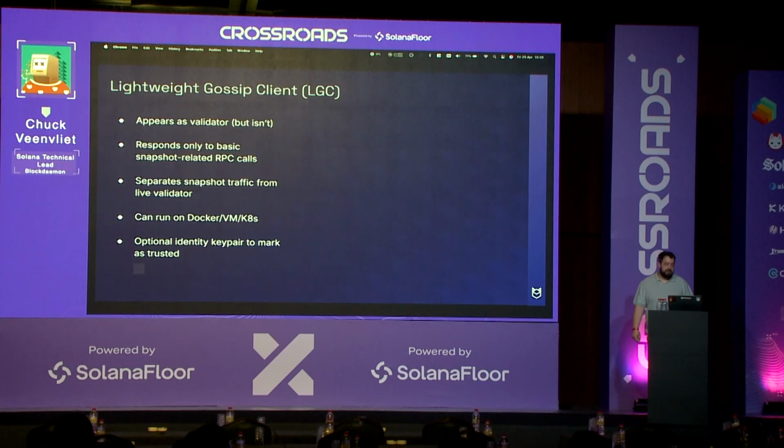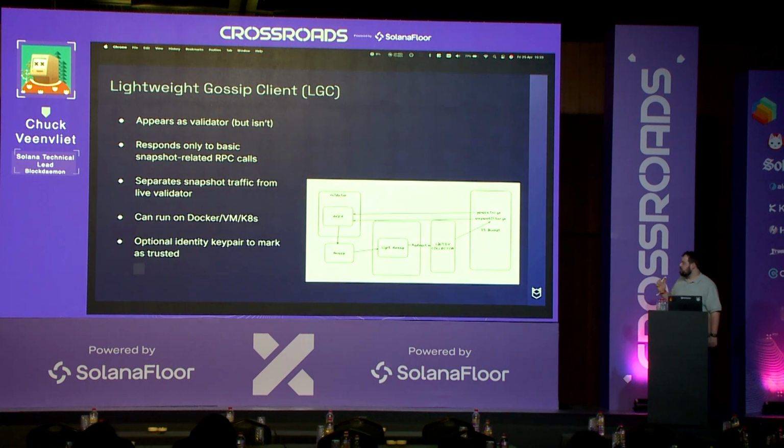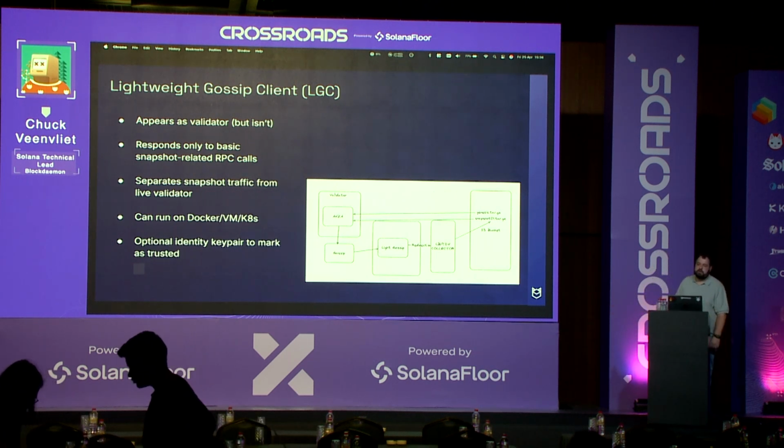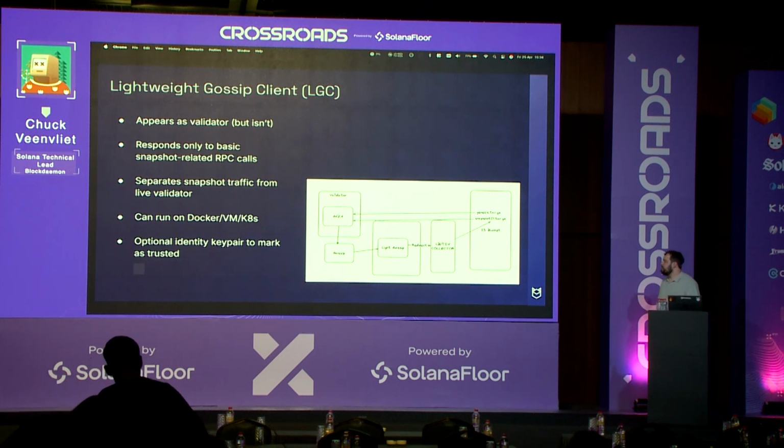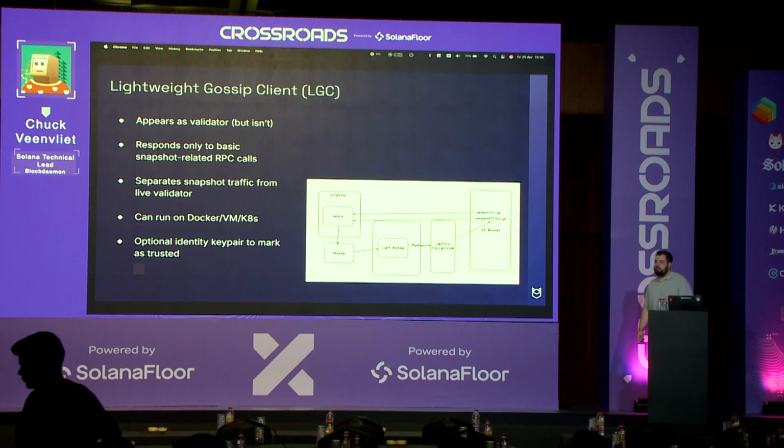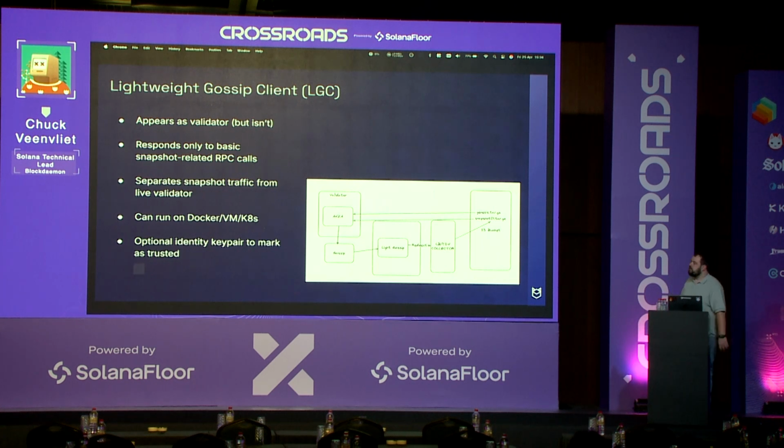Then comes the interesting part, in my opinion, the lightweight gossip client. It is based on the Anza code, so it's written in Rust. It responds to calls that are necessary for the validator to download the snapshot, so to get a slot, and there are a couple of other requests it handles. It automatically acts as a validator client, but is not actually validating anything. But it helps the validator to see it as a download client.